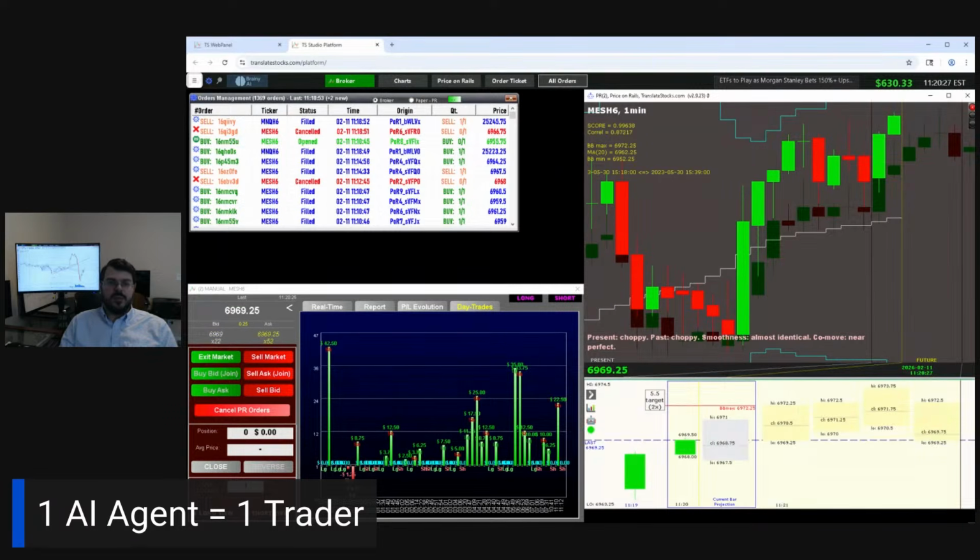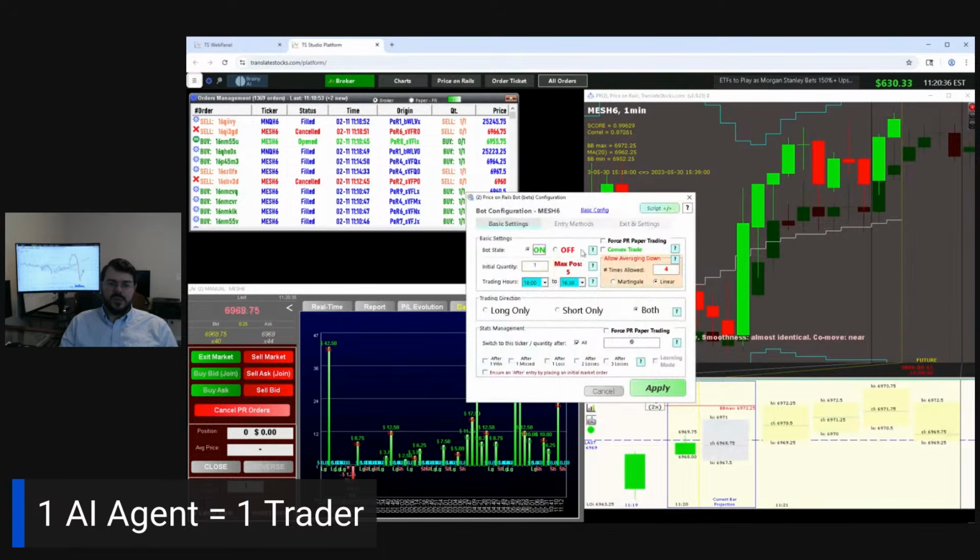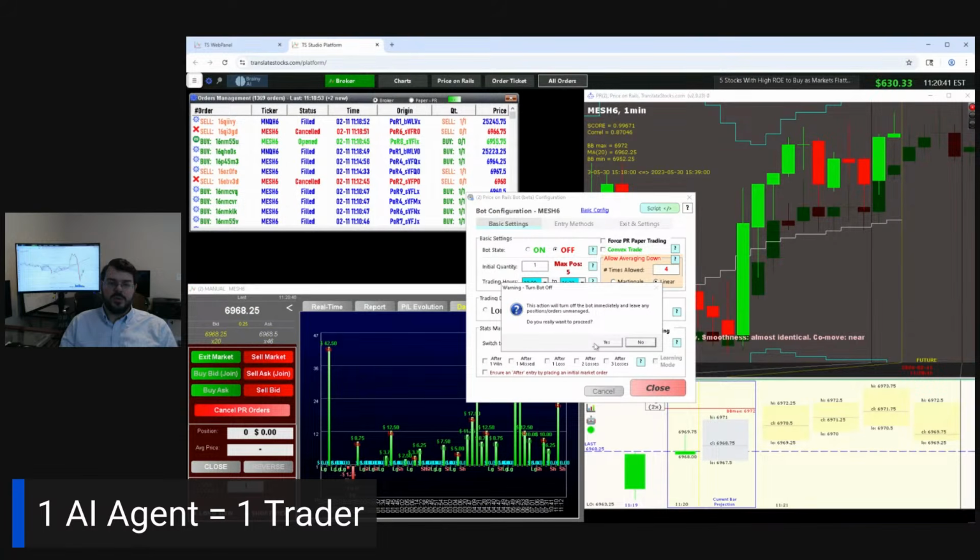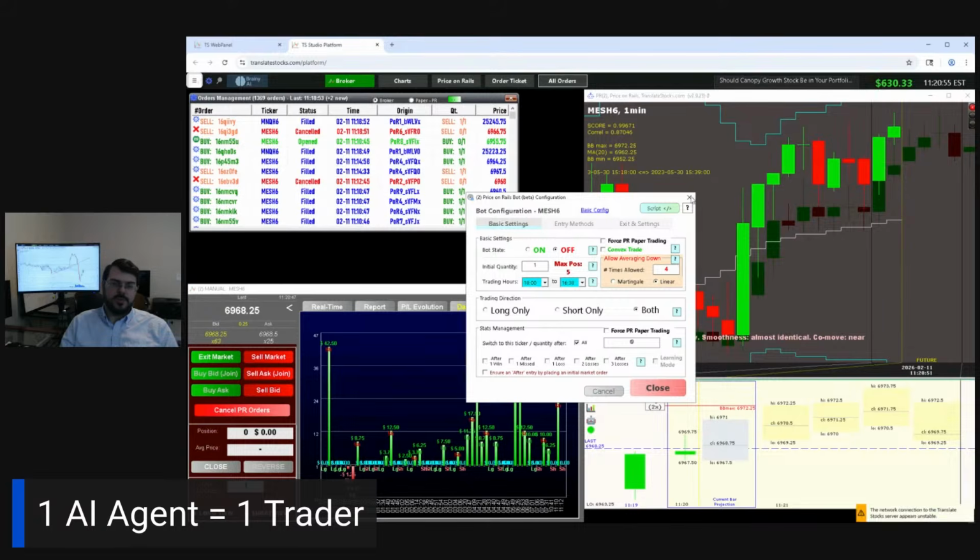And if you want to stop the agent, you can do it from the configuration screen here. If I turn the bot state to off and click here to close, it will trigger this confirmation message. If I want to proceed, I click yes. This will close the agent immediately and flatten its position. So if you do have a position, it will be flattened. If you don't have a position, of course, it won't be flattened.